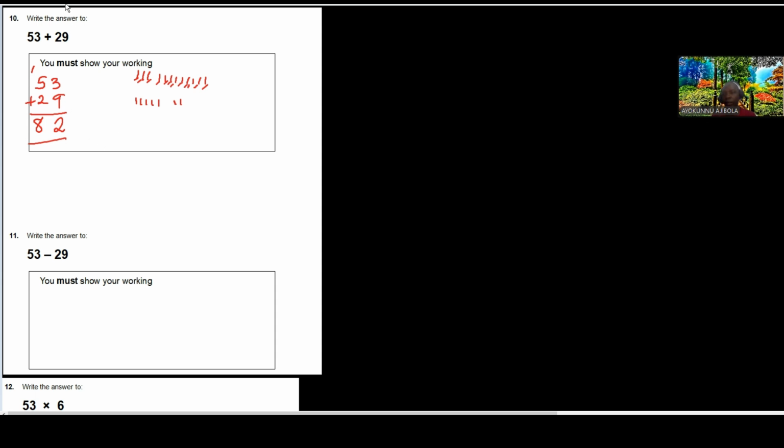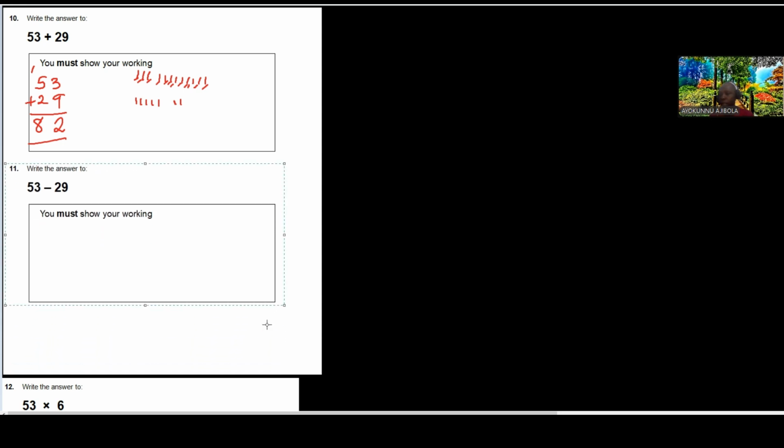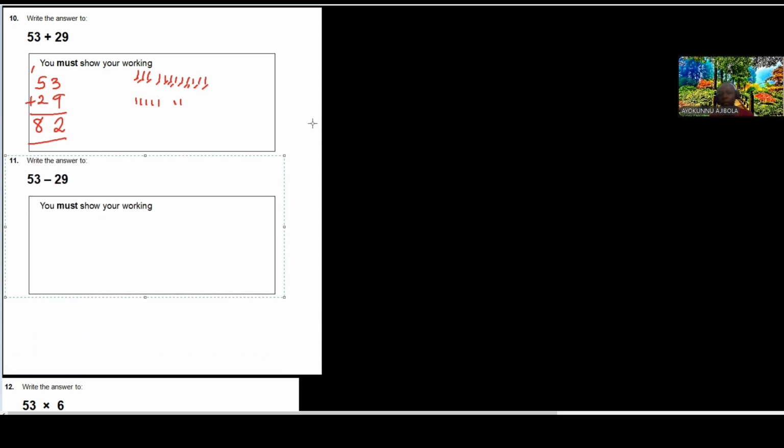Is that clear, Annabelle? Yes. Good. Then the next one talks about subtraction. So let's try to move this up a little bit so that we can subtract it underneath here. Okay, good. We have 53 minus 29. 53 minus 29. This is 3 minus 9, which is not possible.